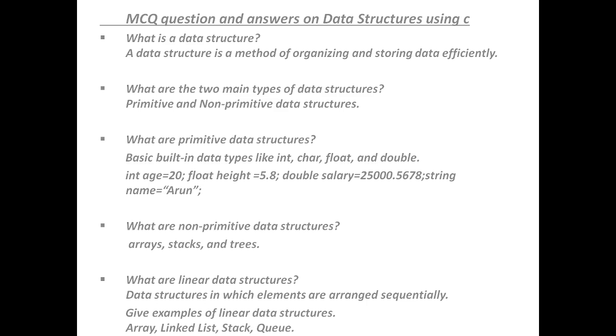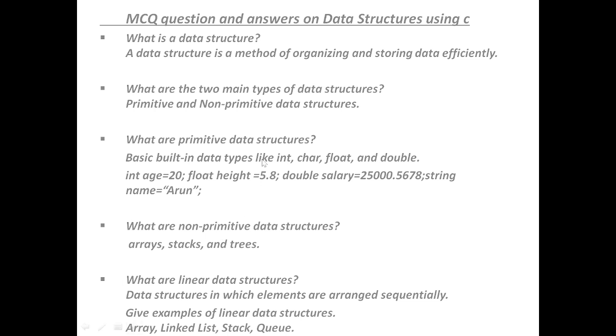What is data structure? A data structure is a method of organizing and storing data efficiently. Second question is, what are two main types of data structure? There are two types of data structures. One is primitive and another one is non-primitive. The primitive data structure examples are int, char, float and double. These are also called basic built-in data types.